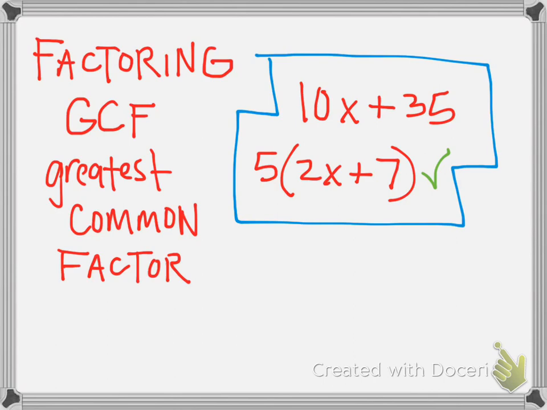Okay, so you need to remember factoring is breaking something down, breaking it down into its easiest parts. So if you want to check this answer, you just multiply back. 5 times 2 is 10x, 5 times 7 is 35. So the green, this is factored right here. Broken down.